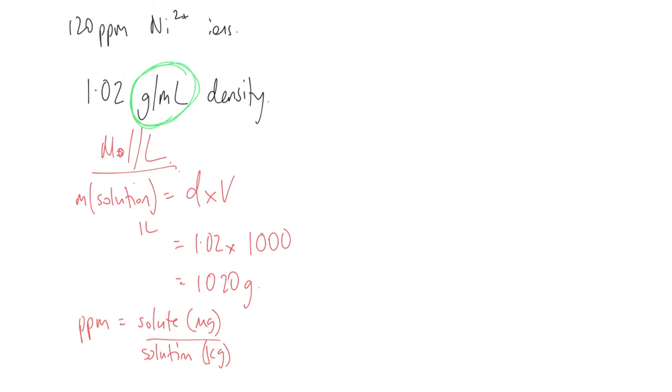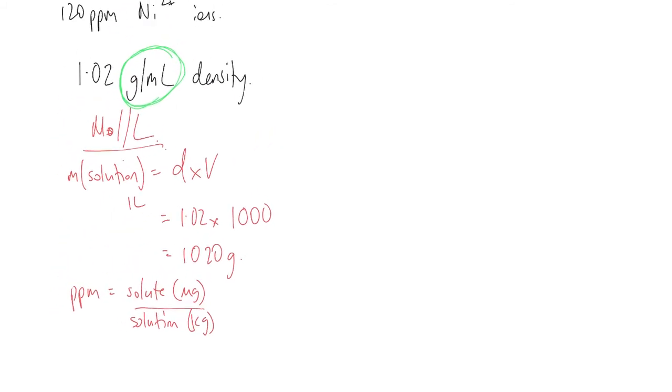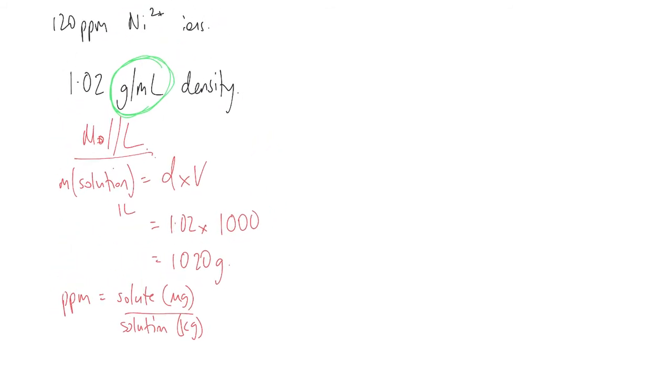Okay? So let's start filling in stuff. What can I fill in? Parts per million, yep. So I'm just going to rearrange the equation. Mass of nickel 2+ ions is equal to parts per million times mass of solution in kilograms.